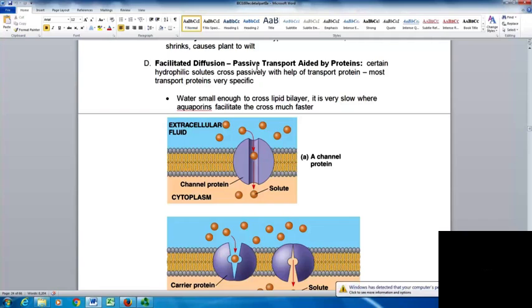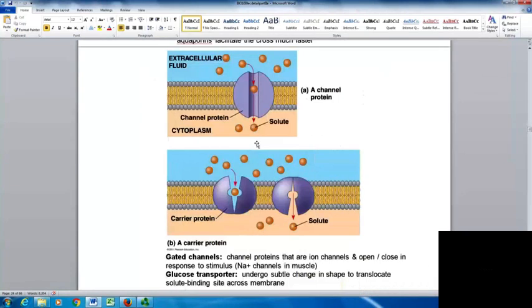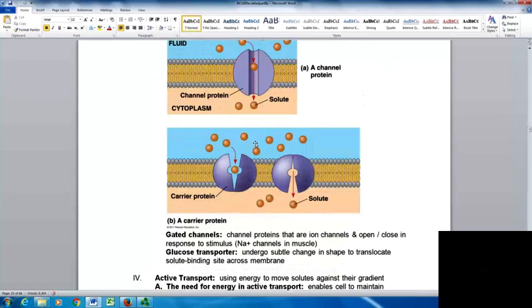So water is small enough to cross the lipid bilayer, but it does it very slowly. So the aquaporins are going to facilitate this happening much faster. So they will allow water to cross the membrane. So here, this one is showing an example of a carrier protein where you're going to have the substance come in, it will bind to it, and the carrier proteins will change shape to move the solute to the other side.